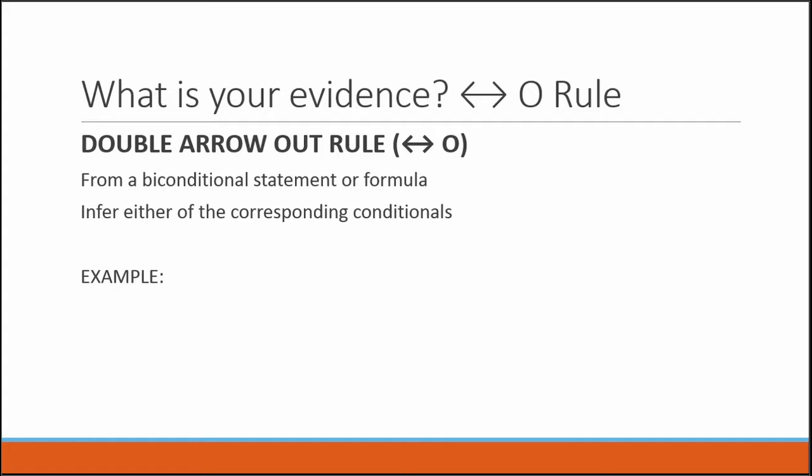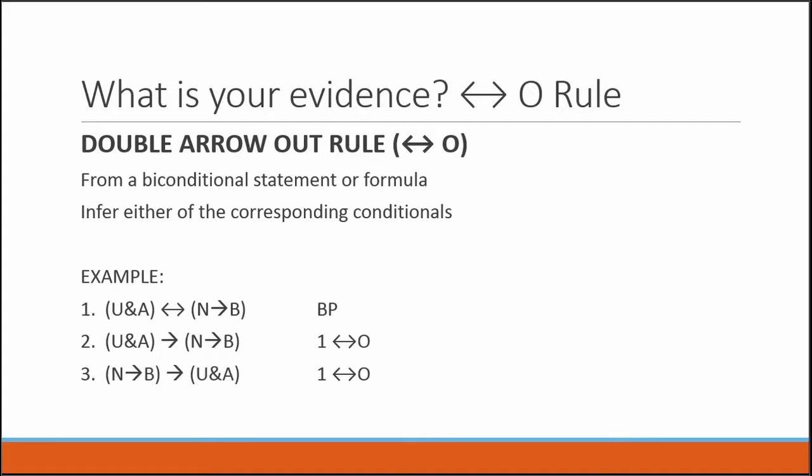Let's do one more example just to make sure that we have a clear idea. Here's a biconditional statement, U and A, if and only if N, then B. We can infer either of the corresponding conditional statements using the double arrow out rule. If U and A, then if N, then B, citing line 1, double arrow out rule. Or if N, then B, then U and A. Again, line 1, double arrow out rule.